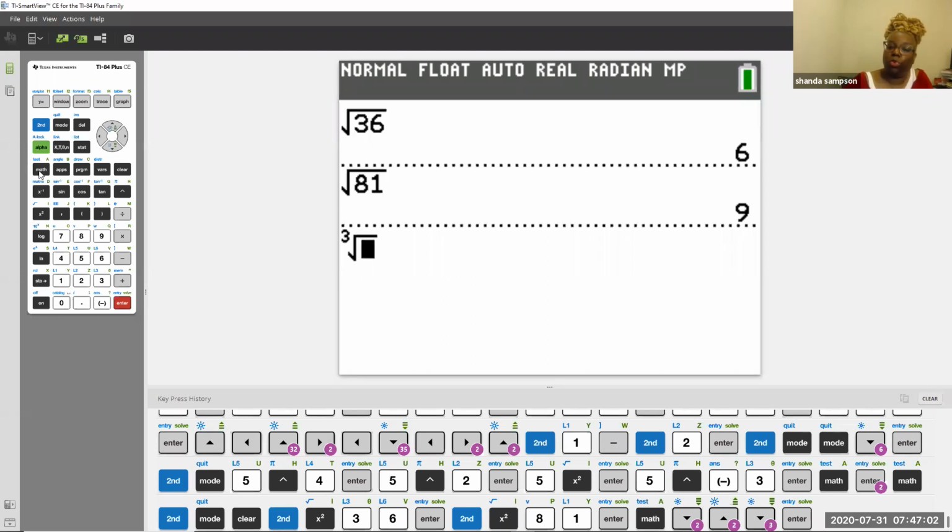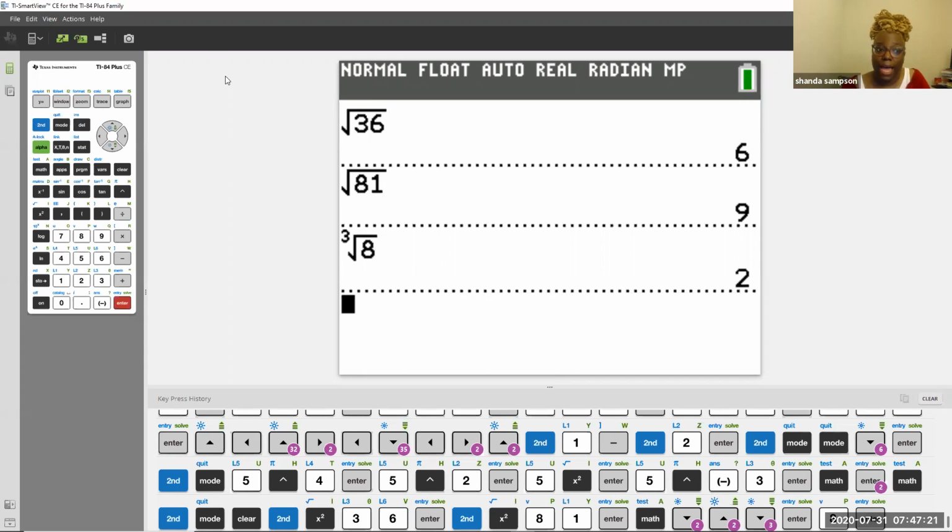I'm going to do the cube root of 8. That's going to give you 2, because 2 times 2 is 4, times 2 is 8. So the cube root of 8 is 2, okay? So you can just hit that for a cube root. So basically you have a button for square root and you have a button for cube root, okay?